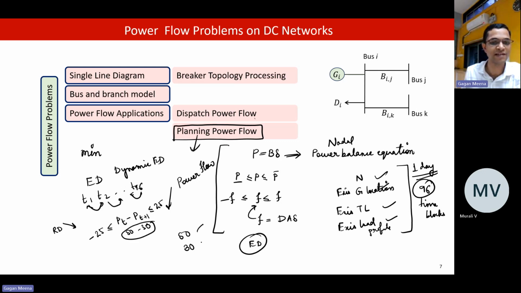So if it is 50 and 30, the difference is 20, and 20 is less than 25, which is the limit. This constraint is satisfied. However, if the limit is only 15, then this constraint will be violated, and this generator will not be allowed to reduce its output by 20. It will be limited to 15, or it will remain at 50.